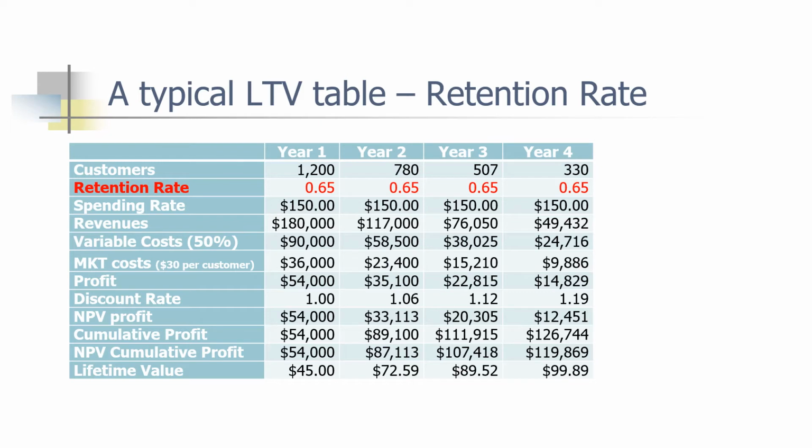So you can see that when you build this lifetime value table, the year 2 number, 780, would be a formula that multiplies year 1 customers, the previous year's customers, times the retention rate to get the next year's customers. And you can see how you can run this out for 4 years. Once you build the lifetime value table, it doesn't make a difference if it's 1 year or 15 years, we can always make that calculation.